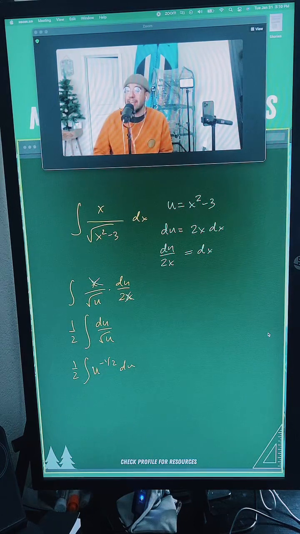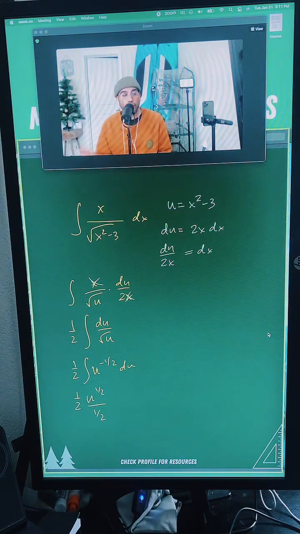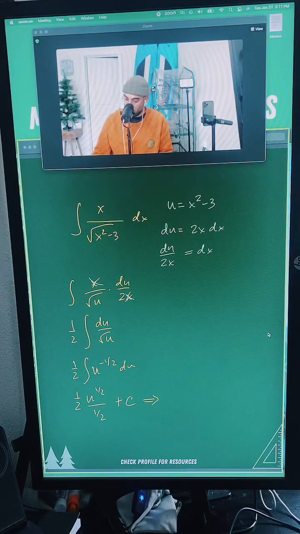So now all we have to do is watch out when you add these fractions. It's going to be 1/2 u to the, I have to add 1 to the power, which is going to become 1/2 divided by 1/2. Because I added 1 to the power, it became 1/2, and I divide by the new power. What's up, user 851709? And so don't forget your plus c. So this is literally just going to become root u, or u to the 1/2, plus c. And don't forget that u was that value, x squared minus 3. So what we have is root x squared minus 3 plus c.